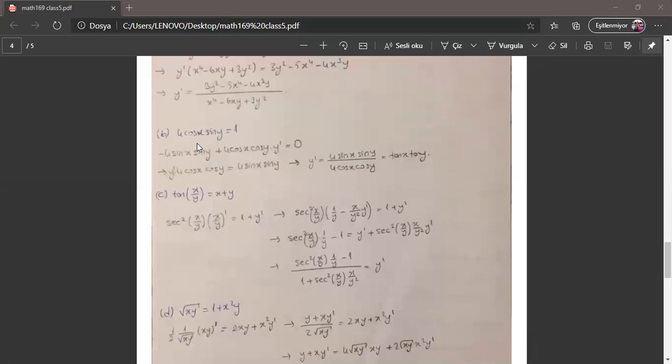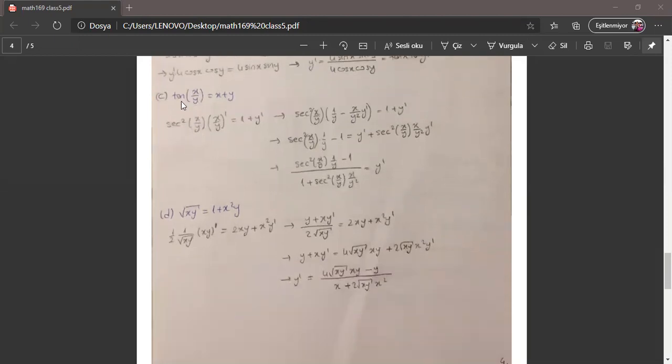So what about this one? We have again 4 cosine of x minus y equals 1. So we take the derivative of both sides. First here we have minus 4 sine x, this is the derivative of 4 cosine x, times the second one, plus 4 cosine x times the second one's derivative, which is cosine y times y prime, because here we see it as a function in terms of x. Okay, so we have y prime here, and this one's derivative is 0 because we have a constant function. And we do the same operations to obtain y prime. Okay, it's tangent x tangent y.